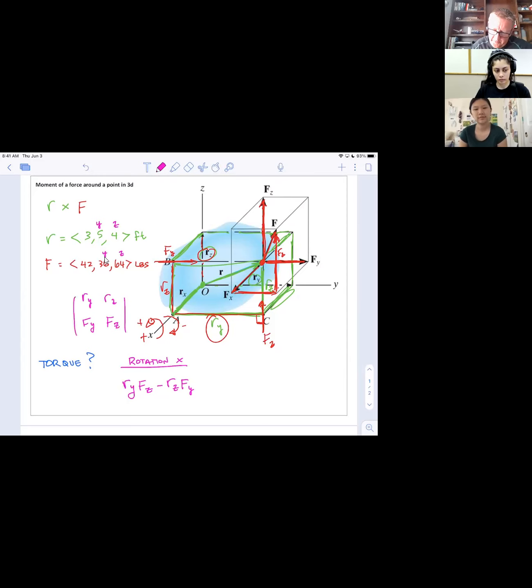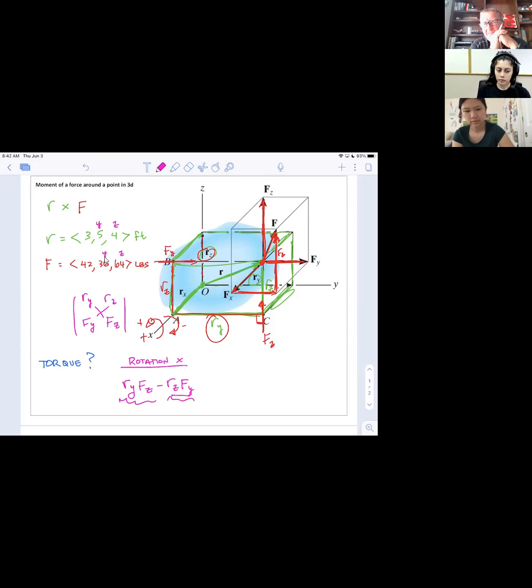What did the cross product say? Didn't it say R of Y times F of Z minus R of Z times F of Y? Isn't that what we just did a minute ago? There's nothing new here, actually. Sort of mind altering to try to see it in 3 dimensions, but isn't that the same thing? Yeah, it is. But notice it's interesting that the X values had nothing to do with it. Like the force of X and the distance of X, it didn't weigh in there.